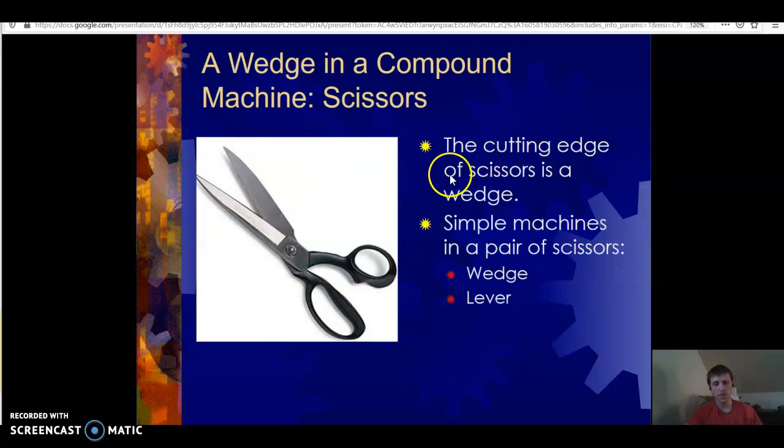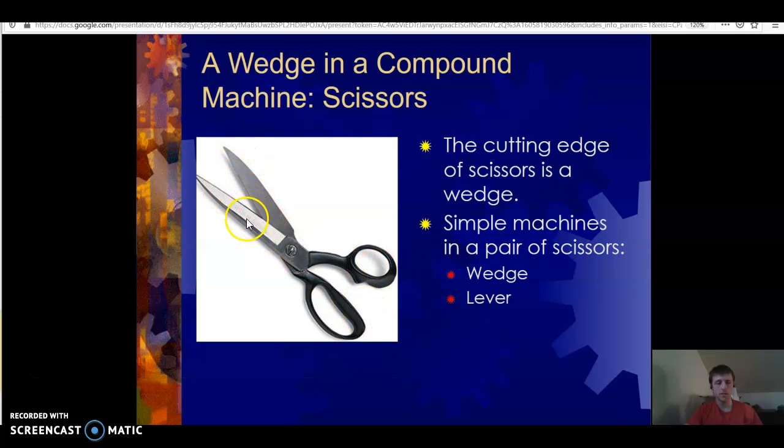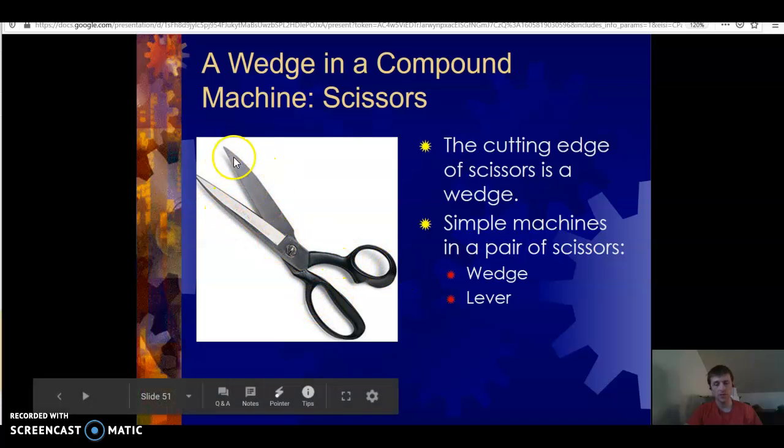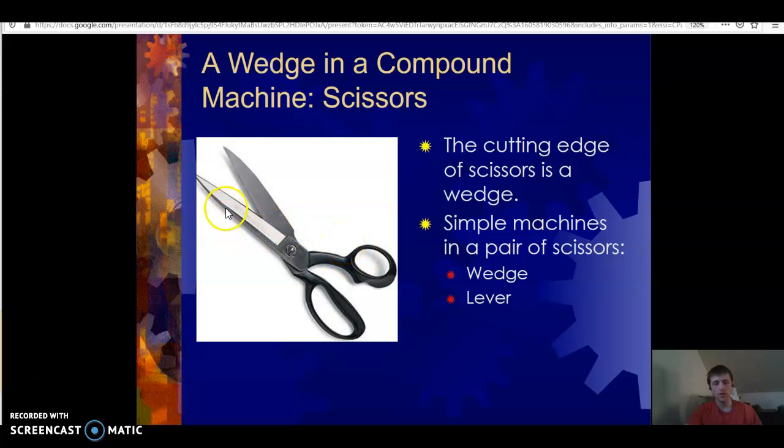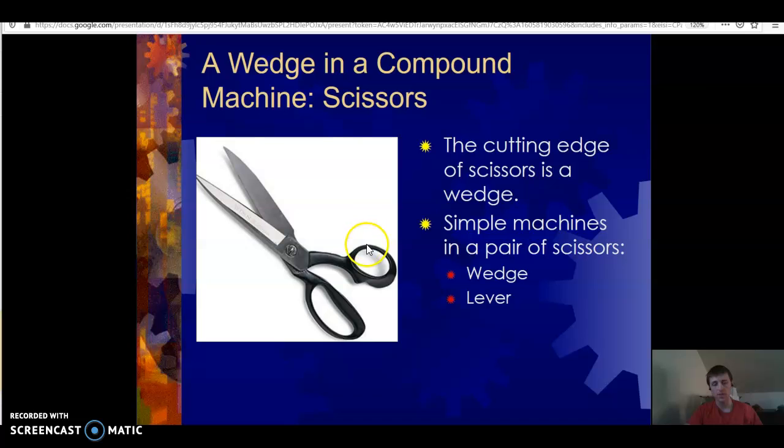So if we look at scissors, scissors are two levers and two wedges. Let's say the mechanical advantage of each wedge is 2. The mechanical advantage of each lever is 4. Well, the two wedges together is 2 times 2, which gives us 4. And then we have to find out the advantage of all the levers put in there. So 4 times 4 gives us 16, times 2 is 32. So in that particular example, the total mechanical advantage would be 32.